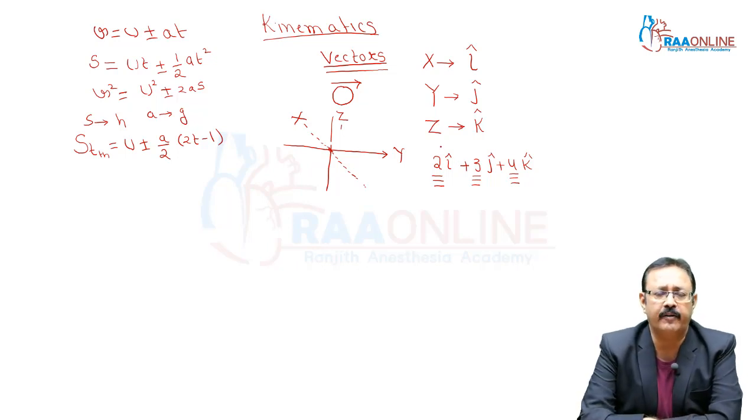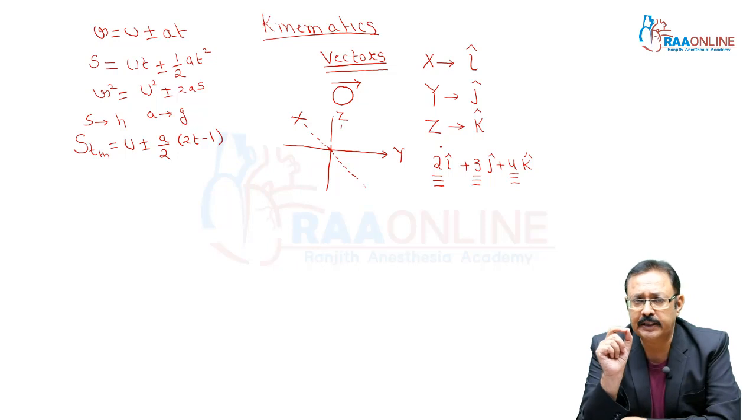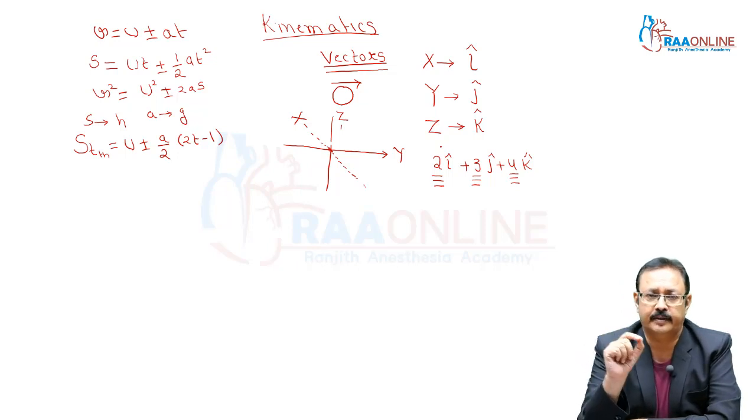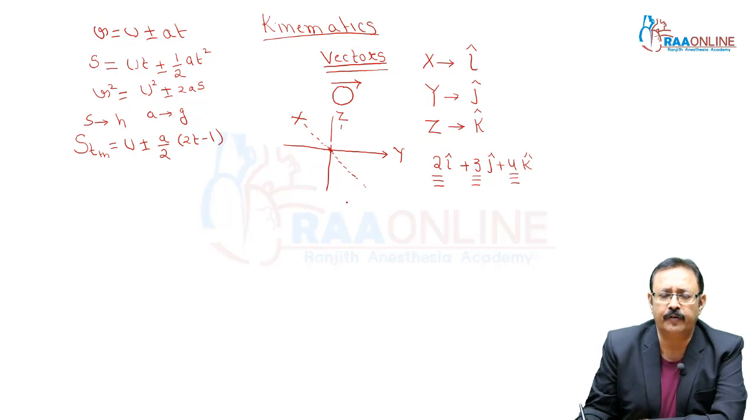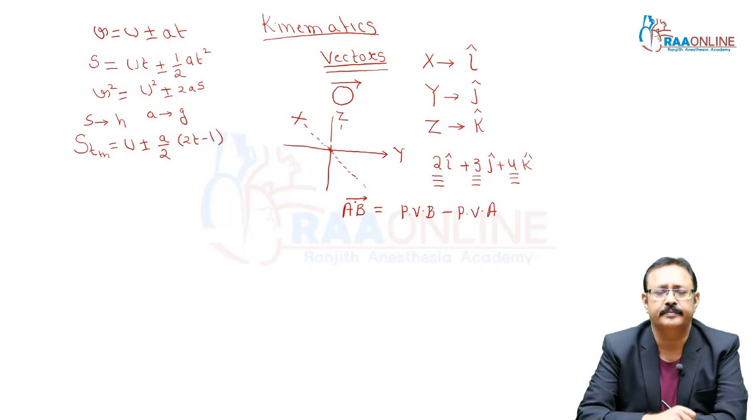Position vector means a vector which is specifying the position of that point. Every vector you can write in terms of its initial point and its terminal point. If you know the position vector of the terminal point and the position vector of the initial point, you can write this vector AB.